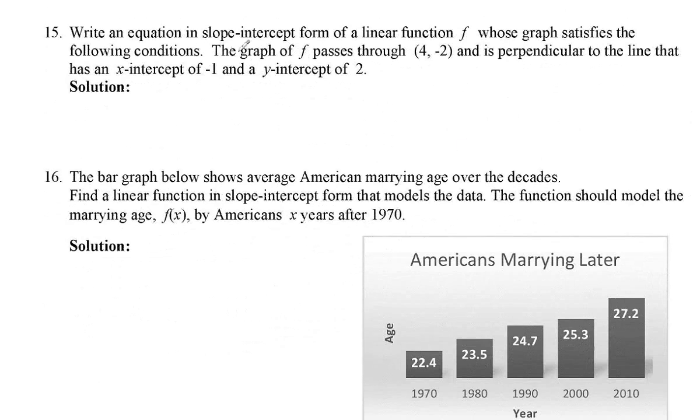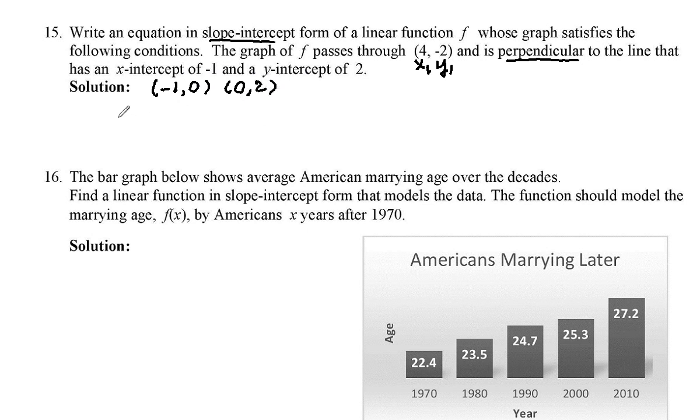And up next, we are writing the equation in slope-intercept form for a linear function whose graph satisfies the conditions that it passes through the point 4, negative 2. So that's an x1 and a y1, and is perpendicular to the line that has x-intercept negative 1 and y-intercept 2. Okay, so first we need the slope of this line. So x-intercept of negative 1 means it goes through the point negative 1 comma 0. And then y-intercept 2 means it goes through the point 0 comma 2.